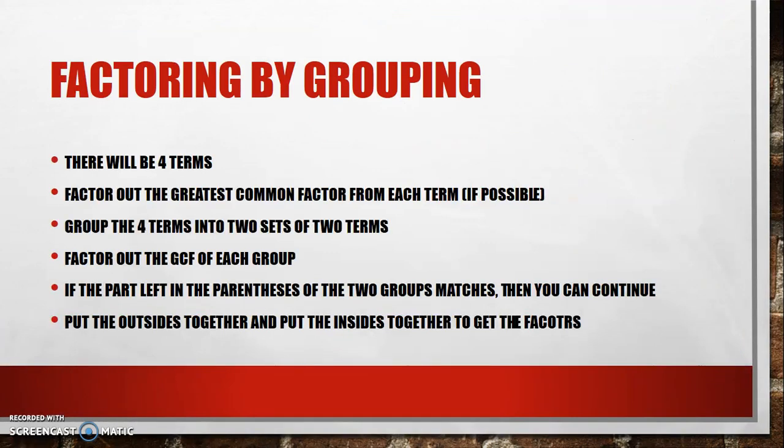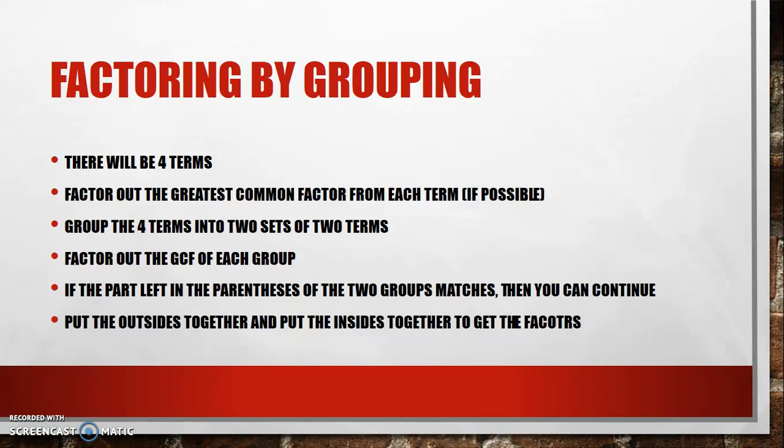So when you factor by grouping, usually there will be 4 terms. And what you always want to try to do first is factor out the greatest common factor from each term if that's possible. If that's not possible, or after you do that, then you need to group the 4 terms into 2 sets of 2 terms.